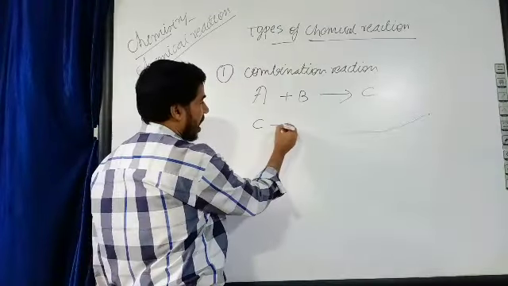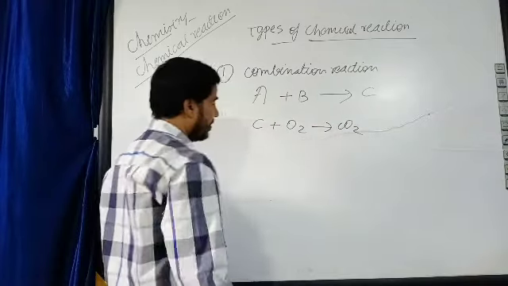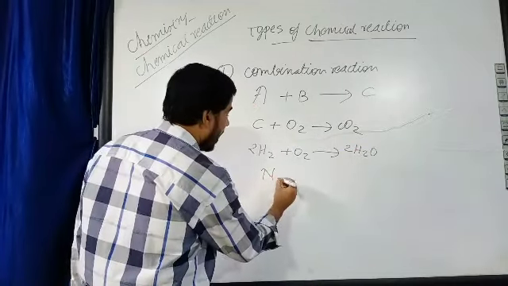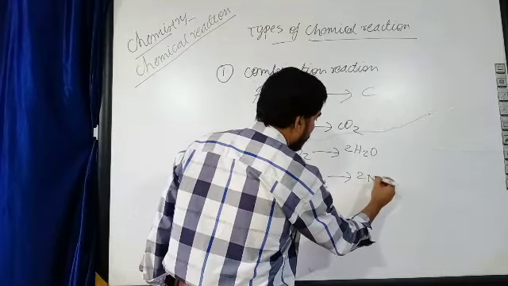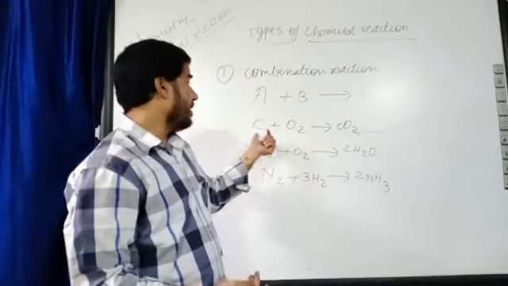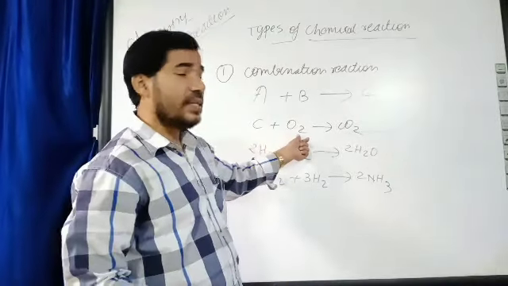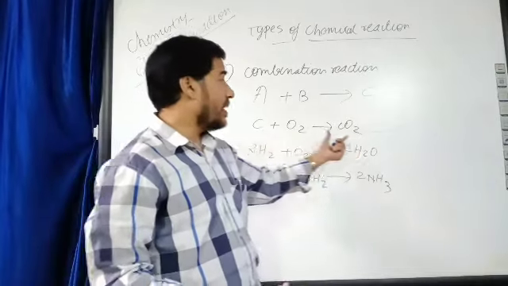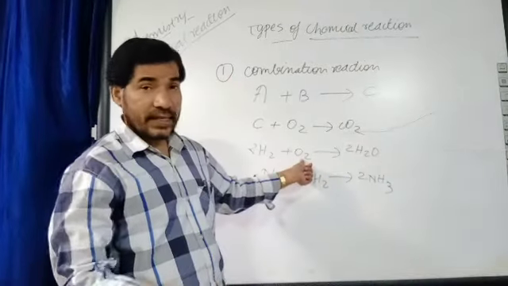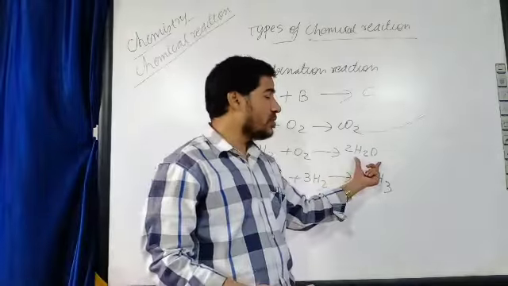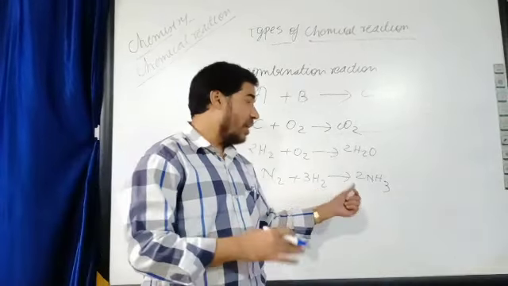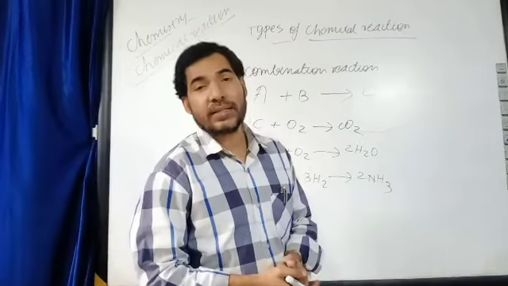First of all, listen. Carbon plus oxygen gives carbon dioxide. 2H2 plus O2 gives 2H2O. And N2 plus 3H2 gives 2NH3. All are examples of combination reaction. In the first reaction, carbon is a substance, oxygen is a substance, and when both combine, a new substance, carbon dioxide, is formed. In the second reaction, hydrogen is a substance, oxygen is another substance, and when both combine, a new substance, water, is formed. In the third reaction, nitrogen is a substance, hydrogen is another substance, and when both combine, a new substance, ammonia, is formed.